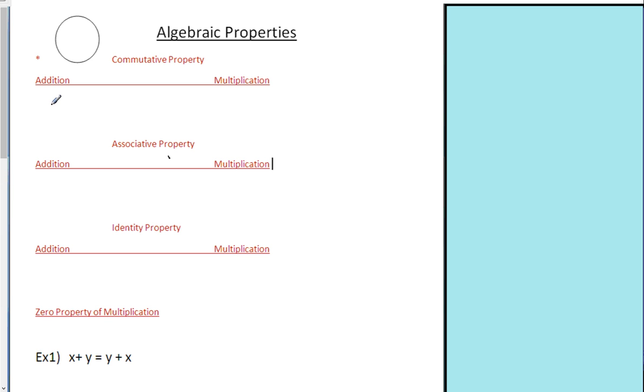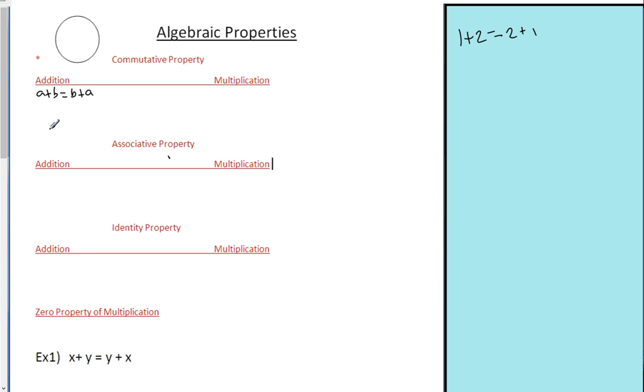And these properties all have names, but you probably know most of these because most of these are common sense. So let me give you an example. If I said 1 plus 2 is the same as what? Well, obviously 1 plus 2 is equal to 2 plus 1. Well, guess what that's called? That's called the commutative property. So the commutative property of addition is if I have a plus b, it's the same as b plus a.